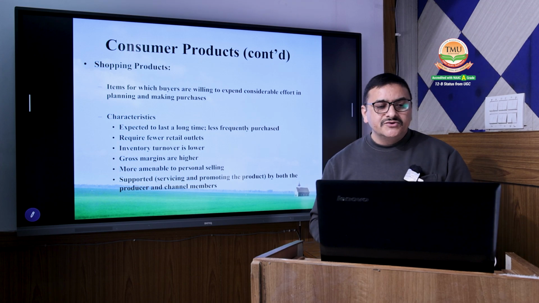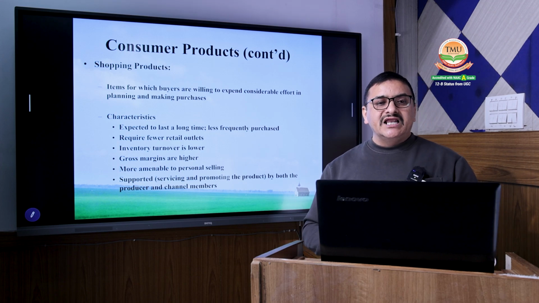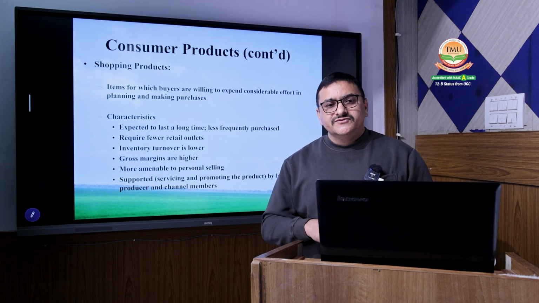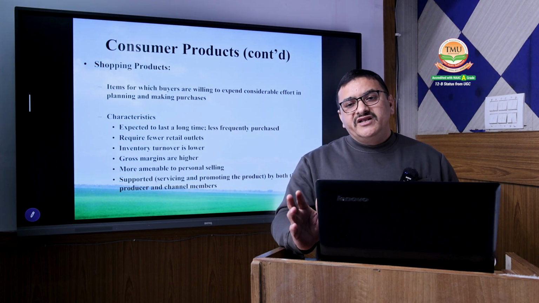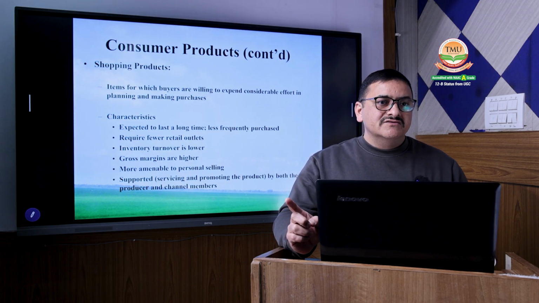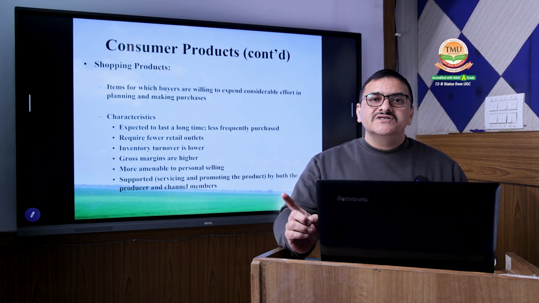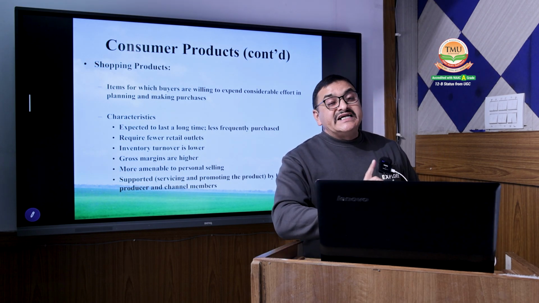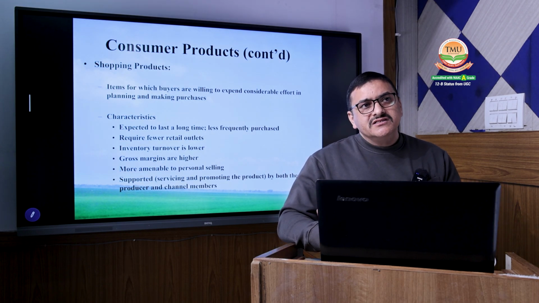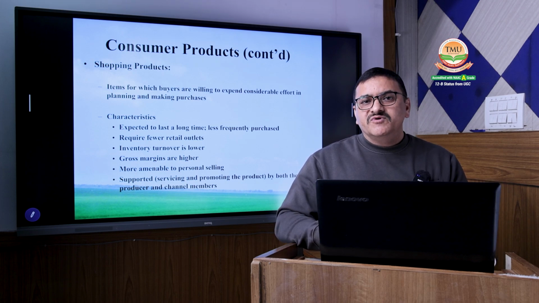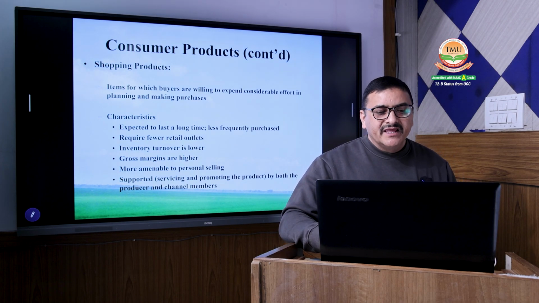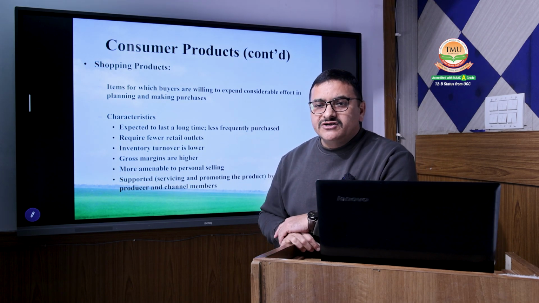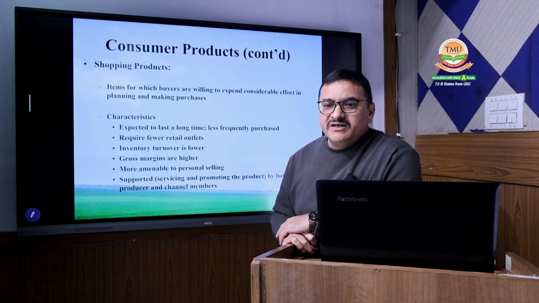Number 2, it requires few retail outlets. When we are taking care of the FMCG products, there we are saying the availability should be maximized, which means the distribution of FMCG products should be what we call intensive distribution, making the sale of such type of product at maximum locations. But when we are talking about durable goods, they need not be sold at multiple locations.